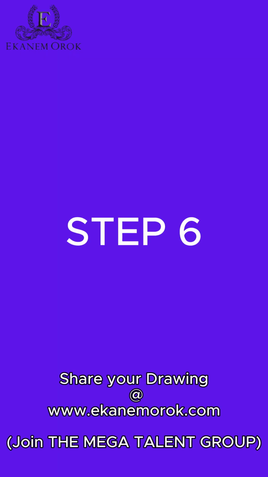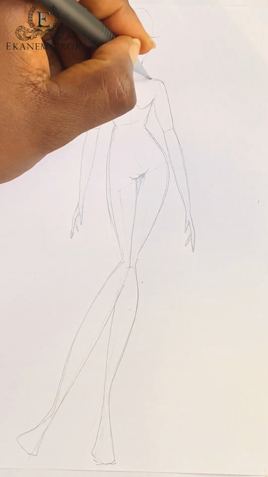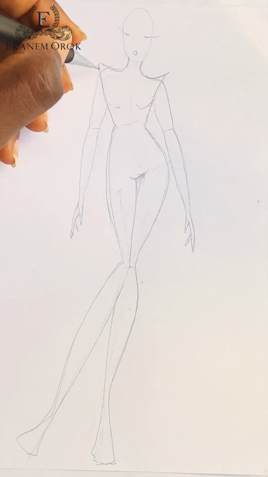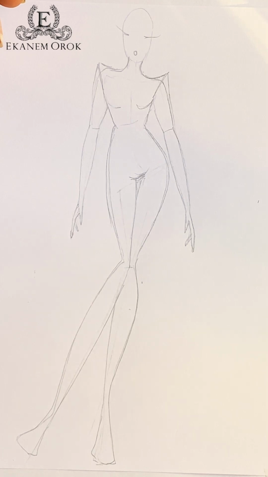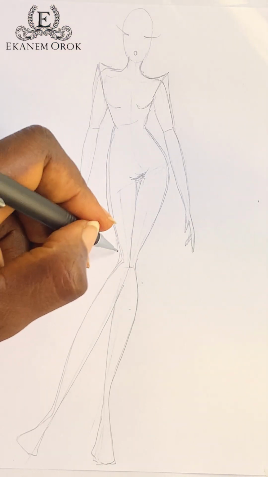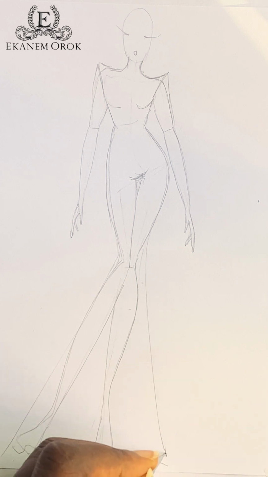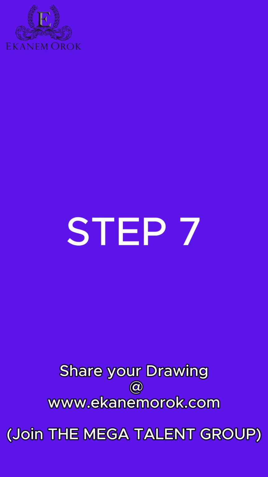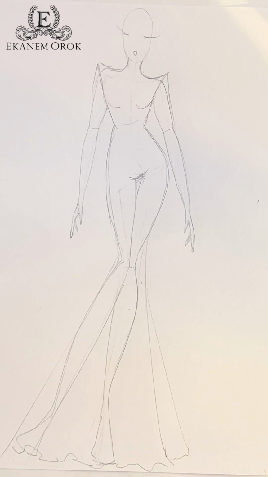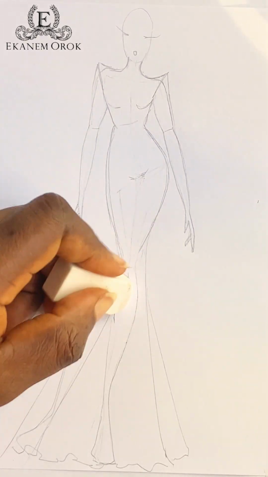Step 6. Clothe the model. Step 7. Clean out parts of the body you do not want to be visible on the garment.